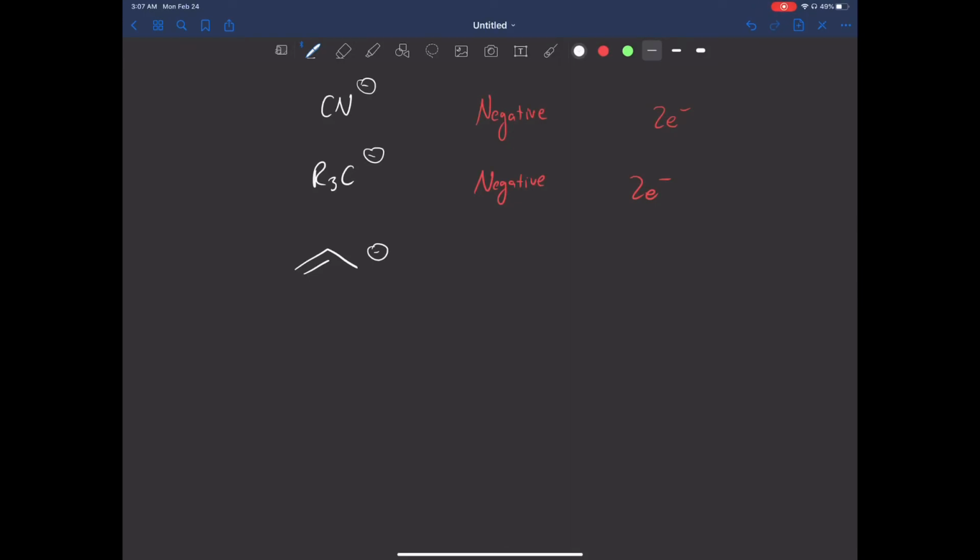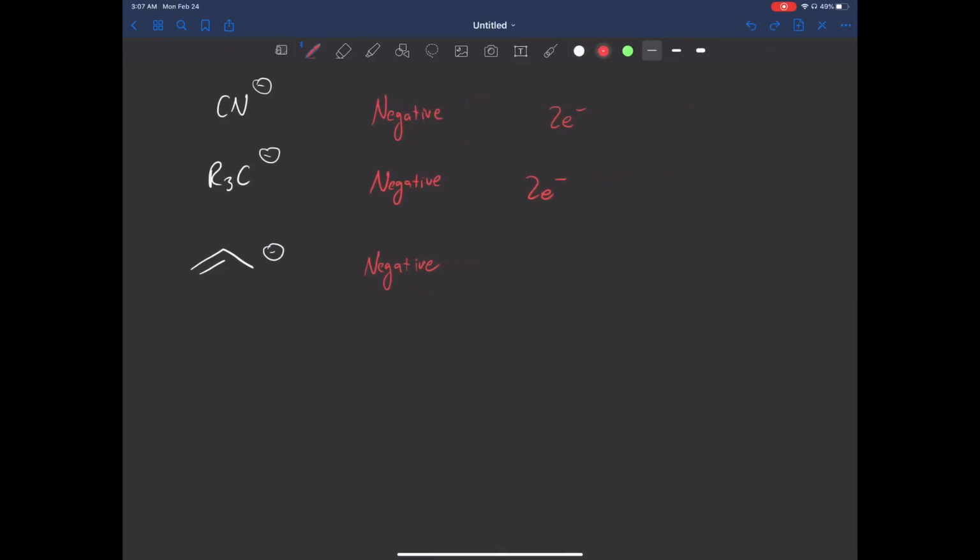So the allyl anion, this guy's negative, but it's a similar situation with the benzene. We have 2 electrons here and 2 electrons there. So instead of 2 electrons being donated, it's actually 4. All right.